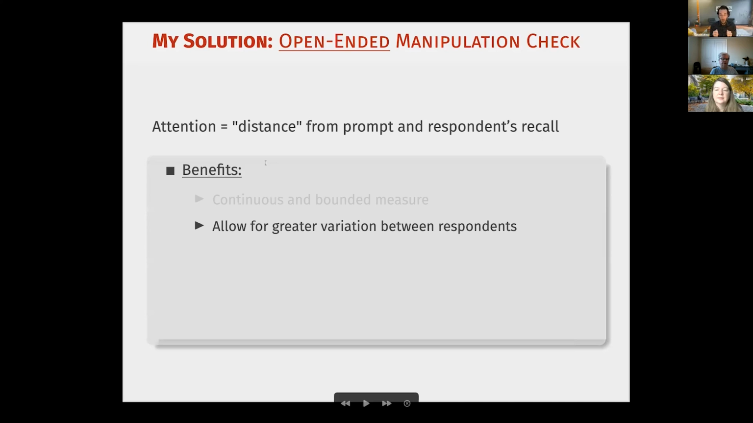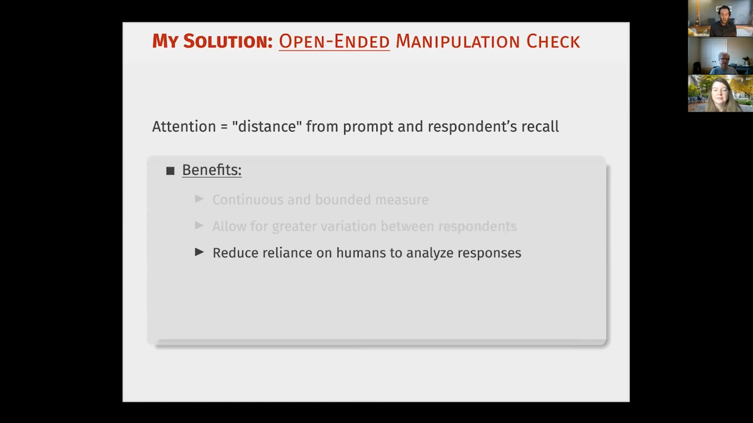We are allowing for greater variation because, again, someone's attention could take on any value between 0 and 1. Maybe not infinitely, mostly because of the strategies that we're using to calculate distance, but a much larger degree of variation. And it is especially larger for techniques like word embeddings.